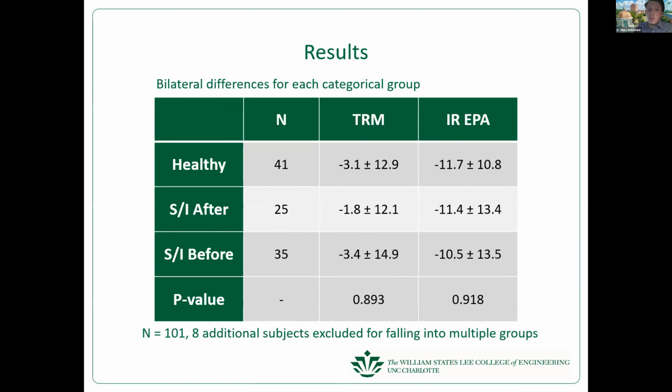This table shows our bilateral differences plus or minus the standard deviation for each deficit. Here you have total rotational motion, which is the difference between the throwing arm and non-throwing arm, and likewise for the internal rotation. We excluded an additional 8 pitchers for this group because they fell into multiple categorical groups. Once again, there was no statistically significant relationship between the deficits and whether or not they were healthy or had a surgery or injury.